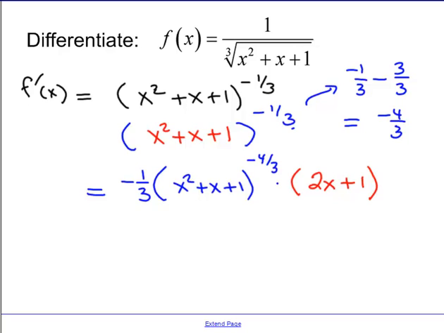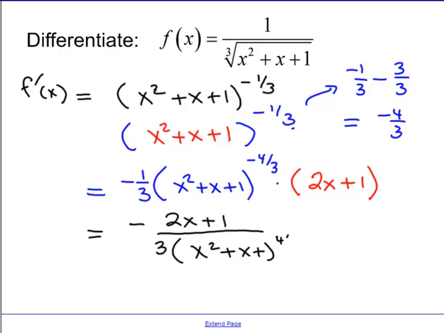So now what I'm going to ask you to do is rewrite it and simplify as much as you can, and we want to try to avoid negative rational exponents. So what I'm going to have you do is the following. So it's going to be negative 2x plus 1 over, we have the 3 that goes on the bottom, and then we have x squared plus x plus 1 to the power of 4/3.